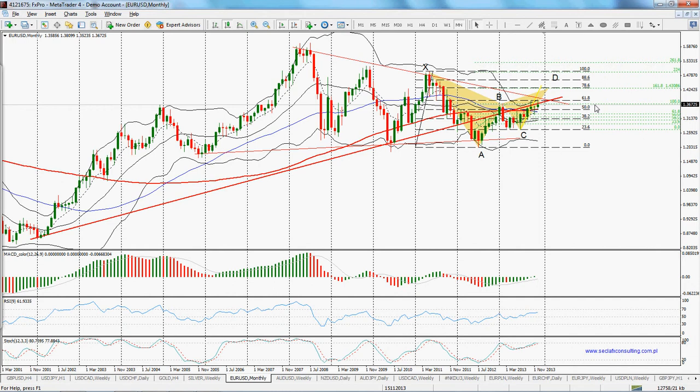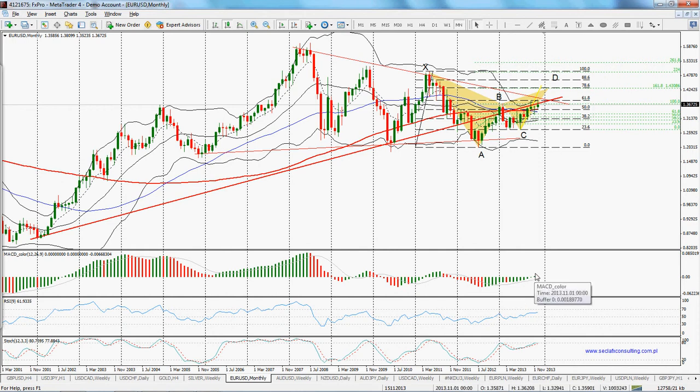EUR/USD monthly candle. I always check the monthly candle. I do it regularly. Each time I open MetaTrader and go over my charts, I always check what the monthly candle is doing. Currently it's green, has an upper shadow, and it's below this support line. This candle has already reacted to this level. I explained it last week, so you can check it in last week's weekly analysis.